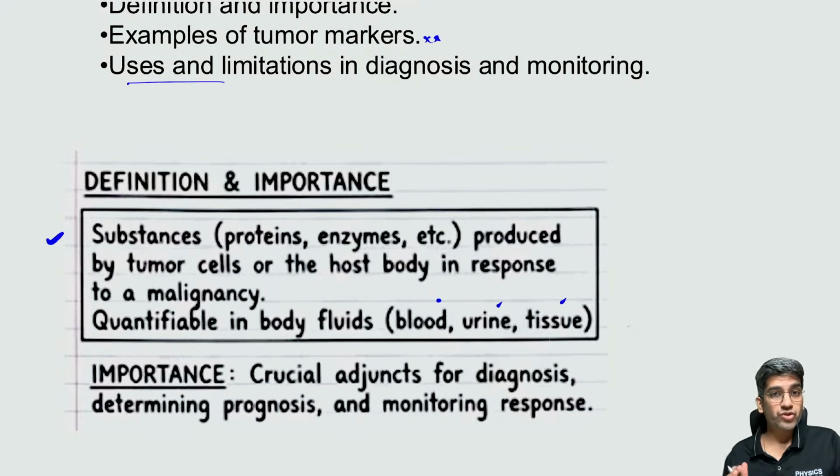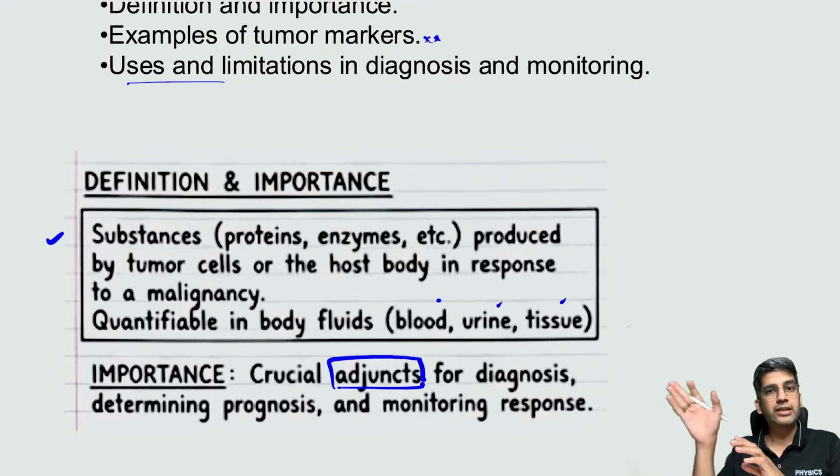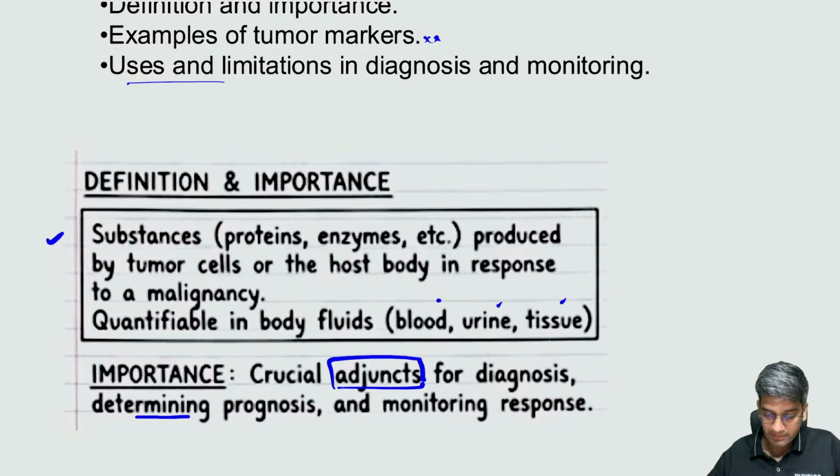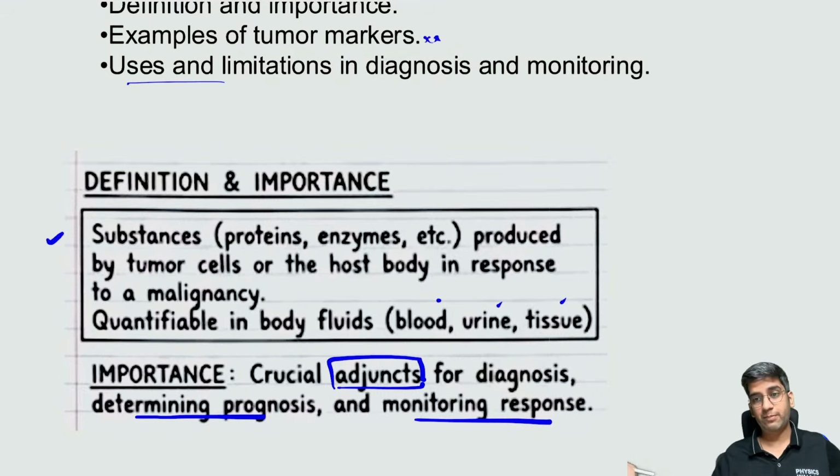And what's the use? Is a tumor marker diagnostic? A tumor marker is never diagnostic. A tumor marker is always, and this word is important, an adjunct to diagnosis. It's never diagnostic. No tumor marker is diagnostic. It will tell me, yes, possible or probable, that's all. It helps in determining the prognosis and it helps in monitoring the response. All these three are very, very important for me.